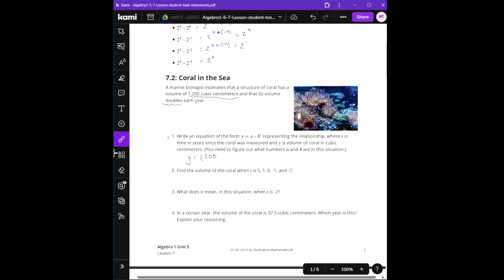Okay, volume. And then we're going to have times 2, since it's going to double every t years. Okay, so find the volume of the coral when t equals each of these years. I'm going to go ahead and copy down the table of this.